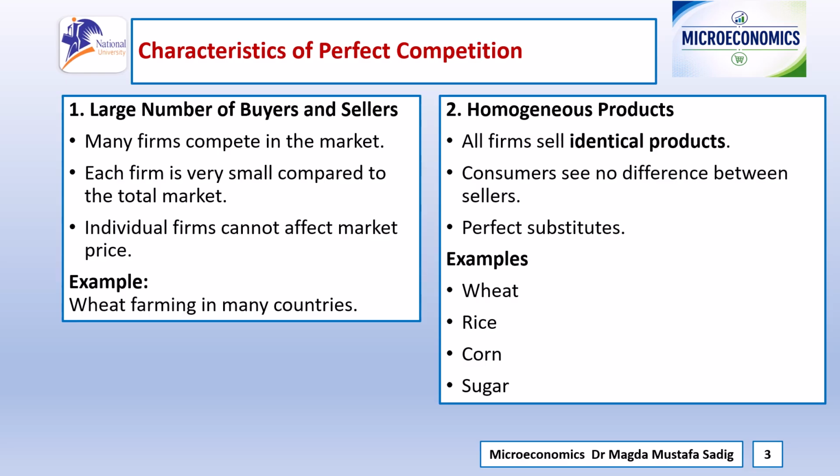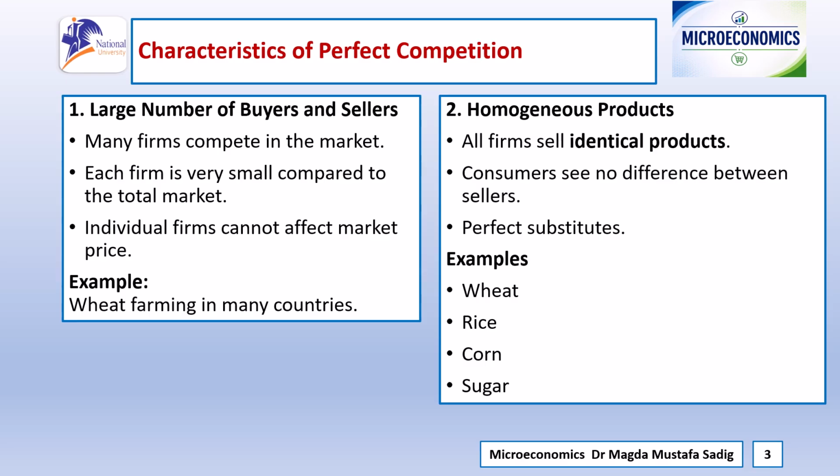For example, think about vegetable farming. Imagine there are 50,000 farmers. If one farmer stops producing, will the market price change? No, because many other farmers continue producing vegetables. Can one grain farmer control the price of wheat, for example? No.